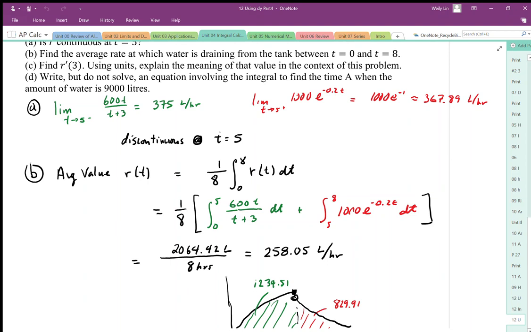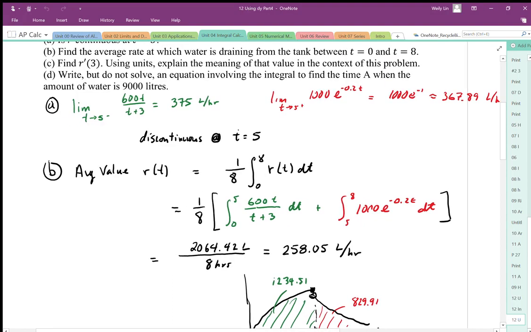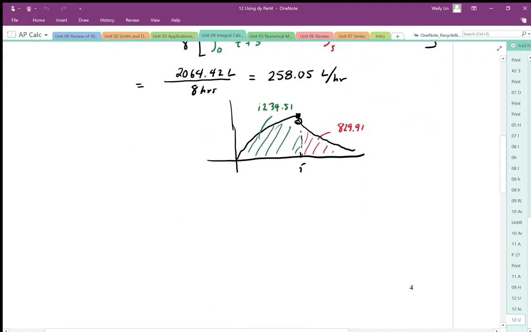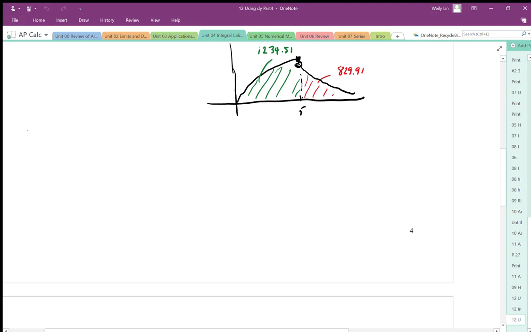See, this problem asks to find the derivative of r at x equals 3, and it's using units to explain the meaning of that value in the context of this problem. So for part C, we're going to find r prime of t. So r of t is 600t over t plus 3.